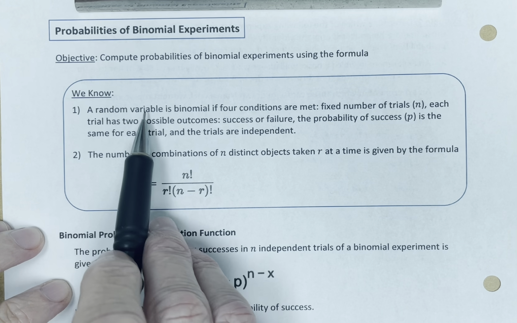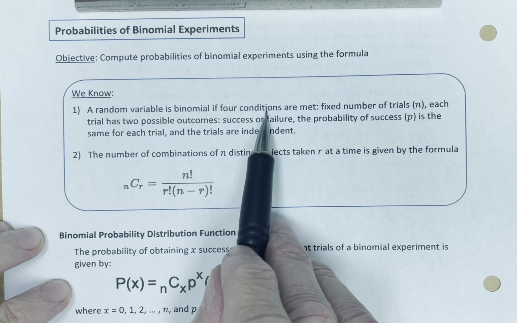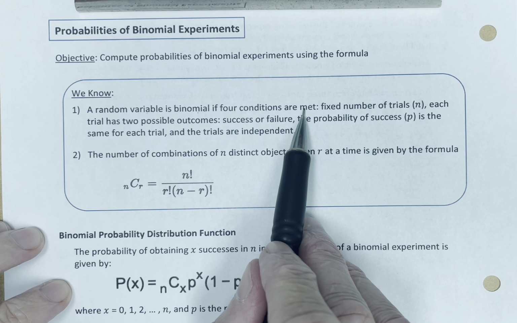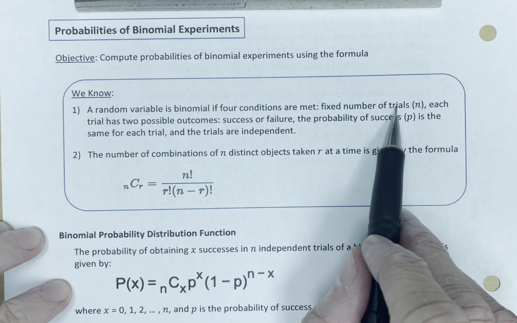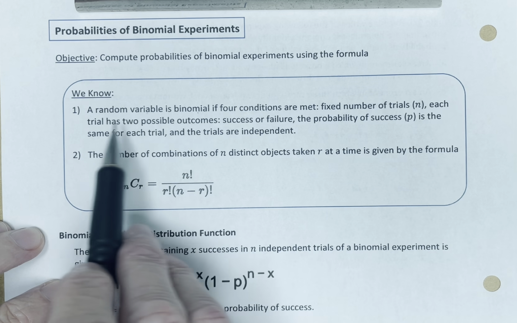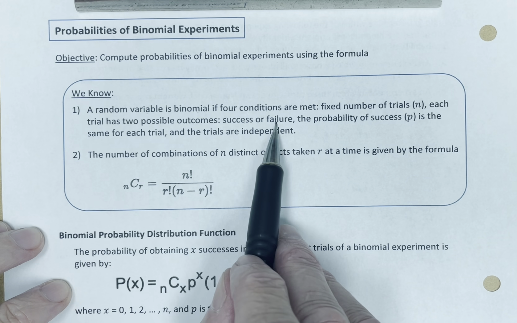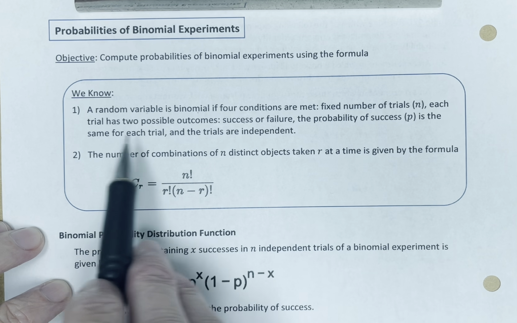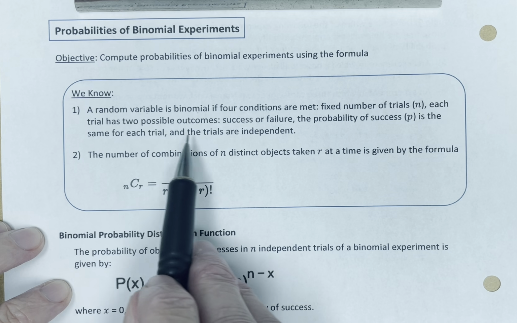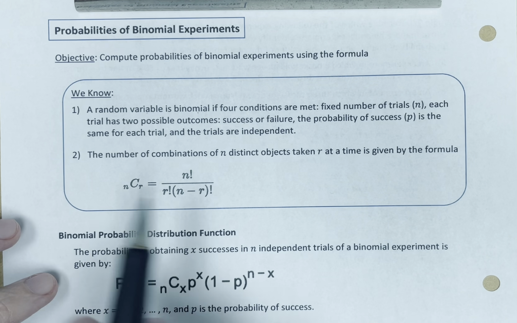A random variable is binomial if four conditions are met. We saw this in a previous video. We have to meet four criteria. Number one, a fixed number of trials. Number two, each trial has two possible outcomes, success or failure. Number three, the probability of success is the same for each trial. And number four, the trials are independent.